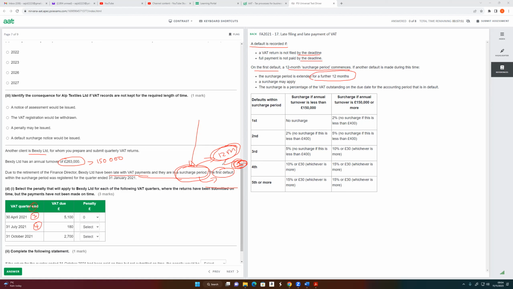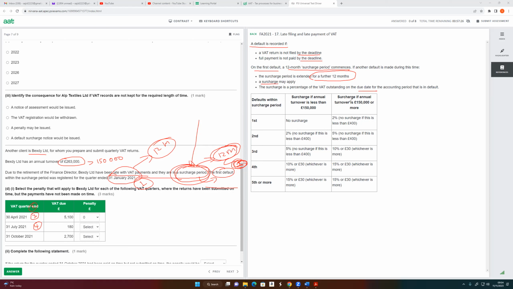So when I have a first default, that is the quarter ended 31st of January, from here another 12 months is restated. So remember that that's my first default, 31st of January, because the surcharge started already before that. So the penalty may be applied. A surcharge means the penalty, and the penalty will depend on how much is the VAT outstanding.